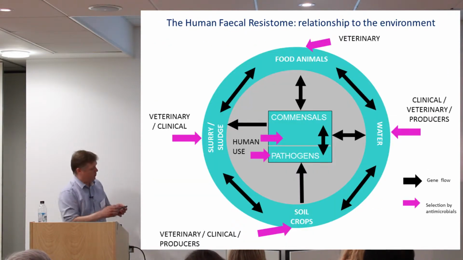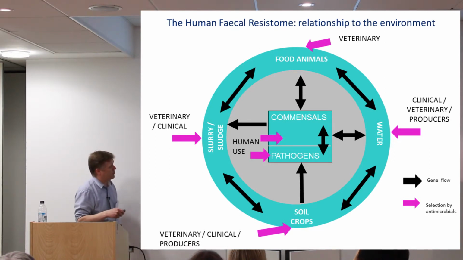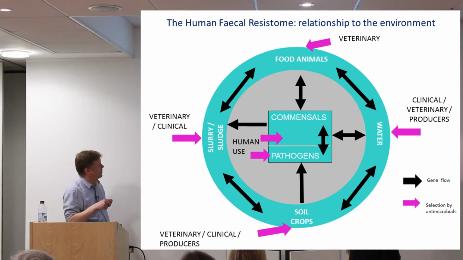So when we think from a clinical perspective about antibiotic resistance, we think about antimicrobial resistance in pathogenic bacteria that cause infection, which is just this bit here. But of course, most of the bacteria within us are commensals, that are actually beneficial or are not really doing us any harm at all. And of course, we don't live in a vacuum. We're connected through food to food animals, to slurry and sludge through crops and application to crops and then back to humans, and through water.